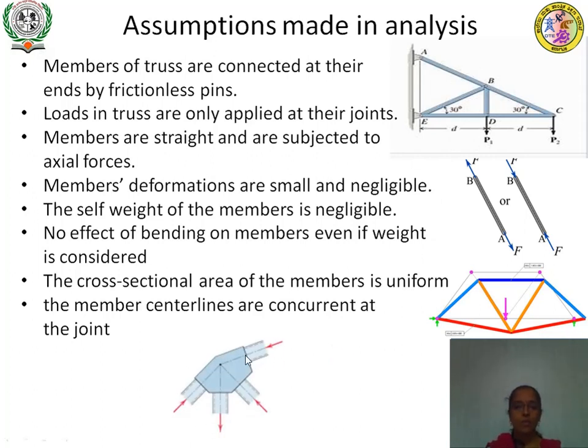So same thing if you take an example. If these are the center lines of the individual members, and this is the gusset plate, the axial forces acting at these members act along the center line and they form a concurrent force system. That is the assumption. These are the assumptions made in the analysis of plane trusses.